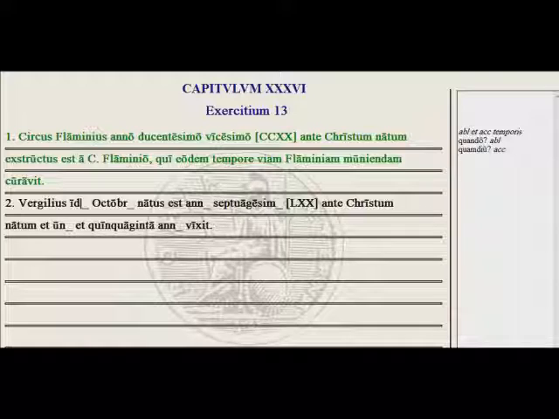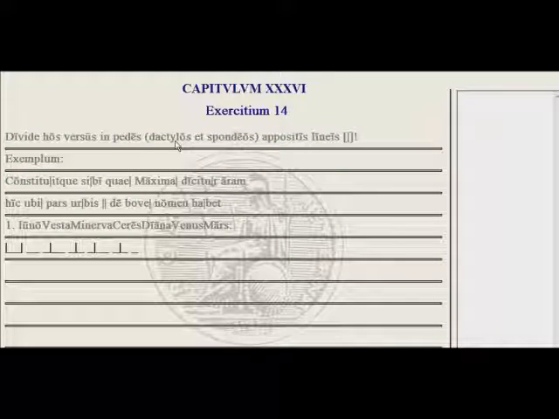Exercise number 14. This is practice with Latin meter. So we have here divide hos versus in pedes. So divide these verses into their feet, dactyls and spondees, with the lines placed between, like those little vertical lines. Example. Here we have constituitque sibi quae maxima dicitur aram. And hic ubi pars urbis de bove nomen habet.